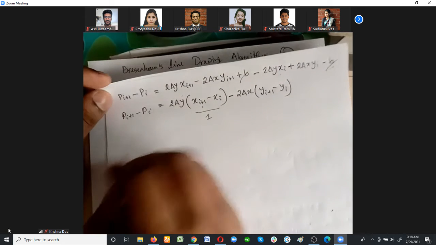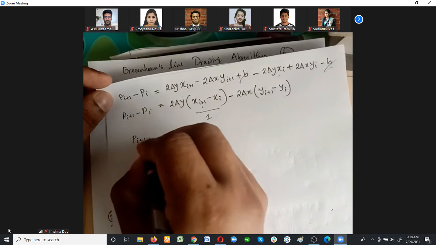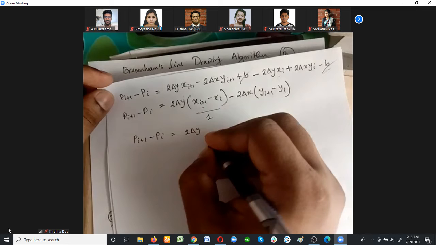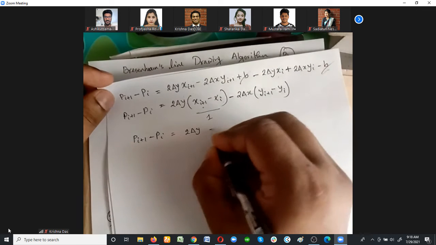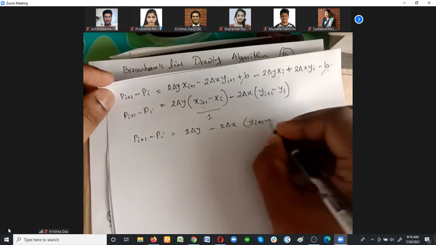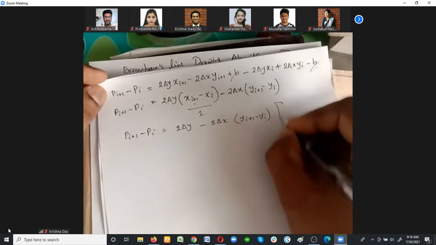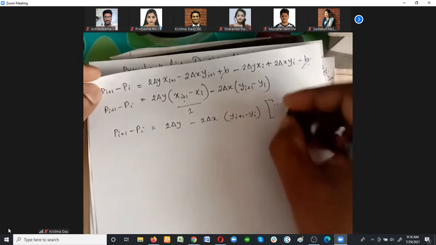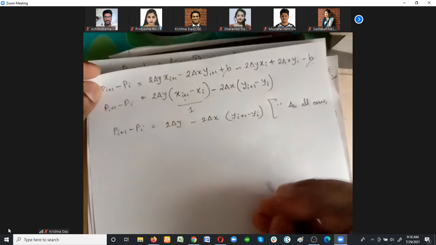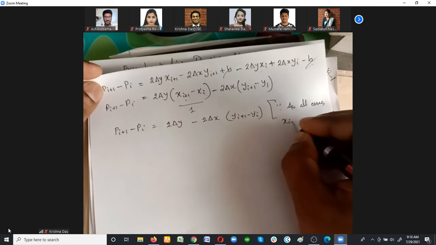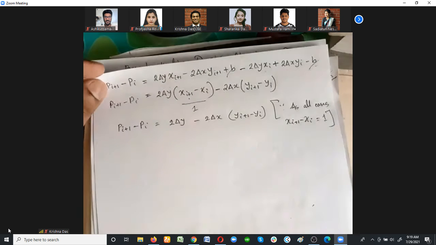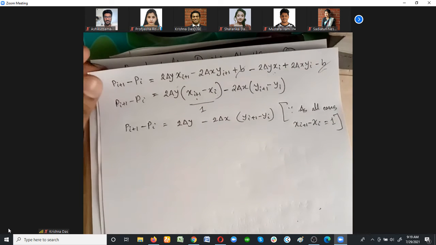And so we can say that pi plus 1 minus pi is equal to 2 del y into 1, into 1 meaning 1, minus 2 del x, and yi plus 1 minus yi, as we mentioned that in this scenario xi plus 1 minus xi is actually 1, right?